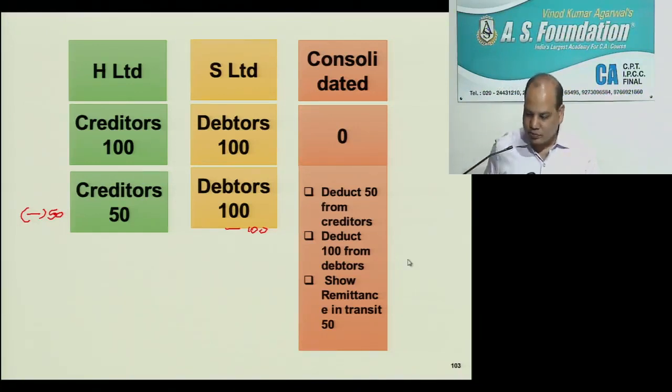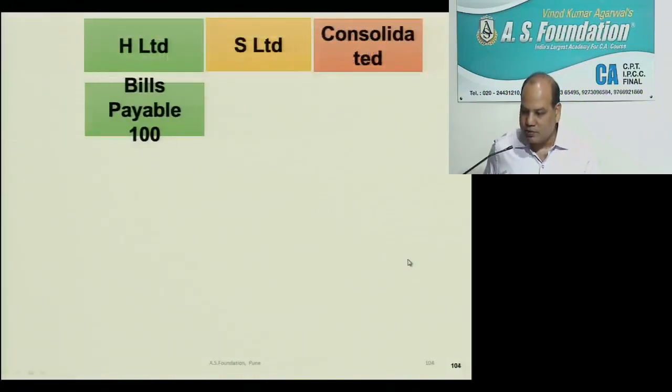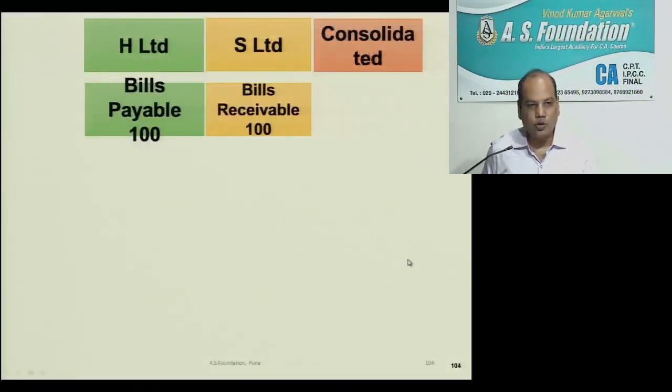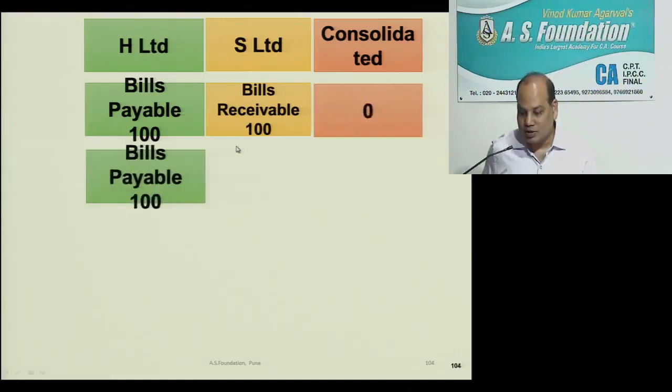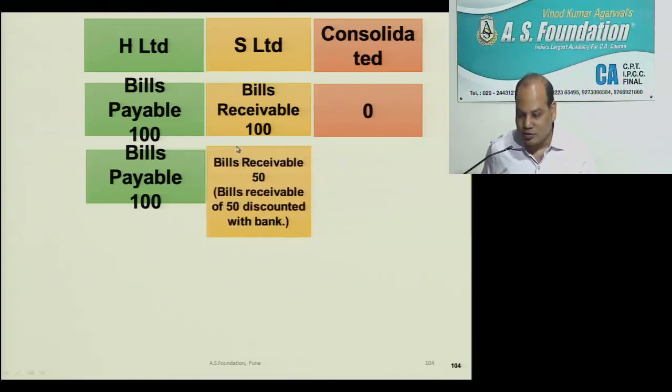Is it right? Now a similar adjustment will come for bills payable also. Sometimes the two figures will match, then deduct 100 from both sides. But the institute will not let you become CS so soon. They will try to extract money as much as they can. So they will give you this adjustment: bills payable appearing in the balance sheet of H 100, bills receivable appearing in the books of S Limited 50.